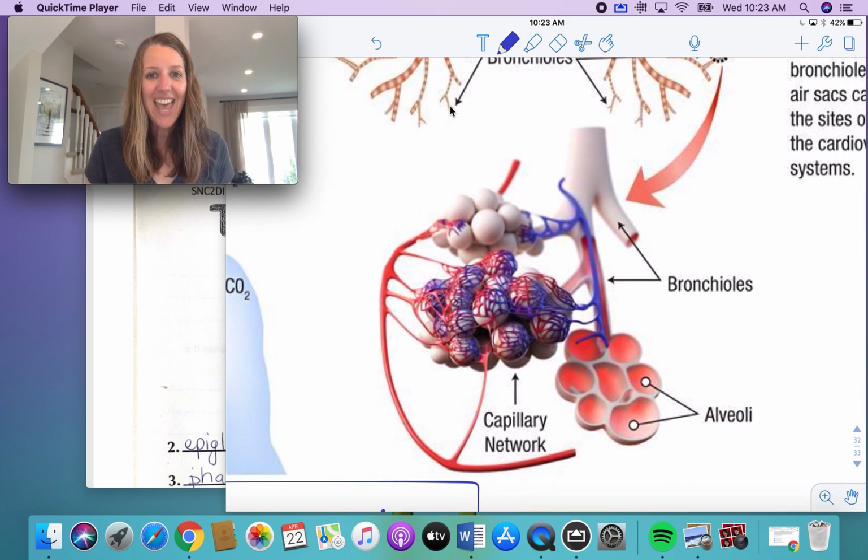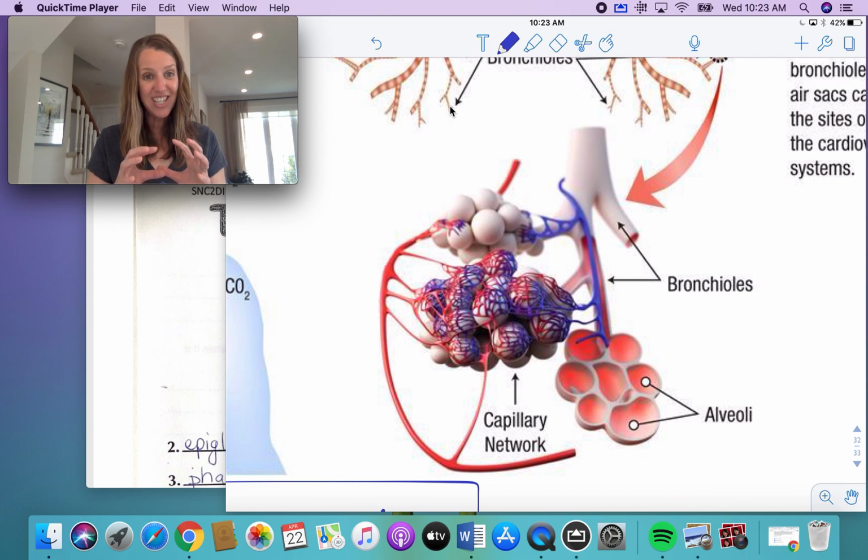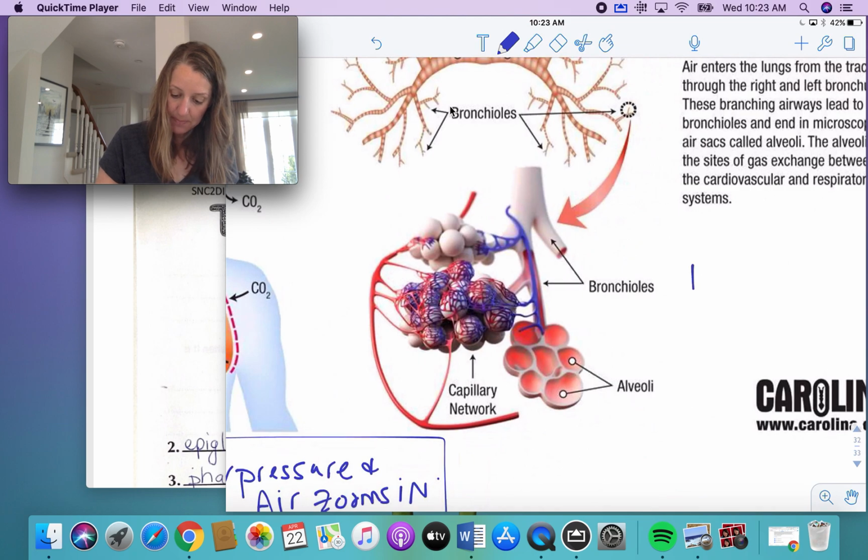At the very end of the bronchioles, you have these structures that are so important in biology. They're called the alveoli. They actually look like little bunches of grapes. These are the parts of the lungs where the gas actually gets exchanged. So you can see that they're round, they have a huge surface area.